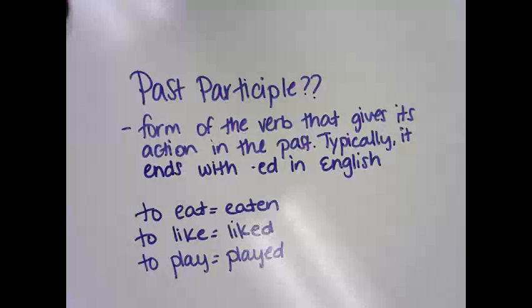Okay, so what the heck is a past participle then? The past participle is just the form of the verb that gives its action in the past. Normally in English it ends with ed. So for example, to like, the past participle is liked. I liked. To play is played. Some of them in English are irregular. For example, to eat becomes eaten, not eated, right? So this is the past participle. It gives you what the action was, but indicates that it happened already. It's in the past, it is already finished.